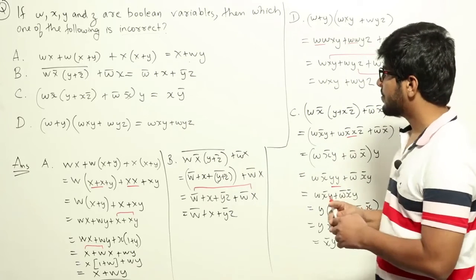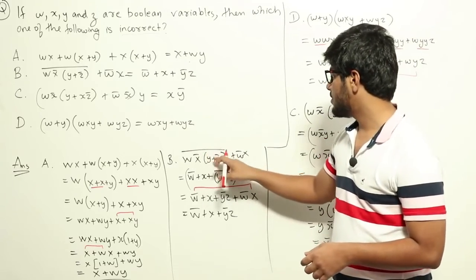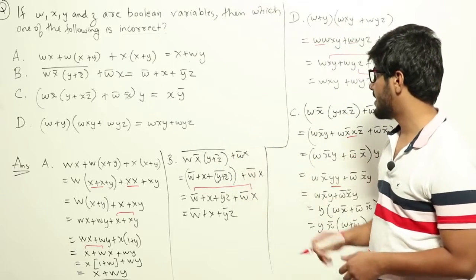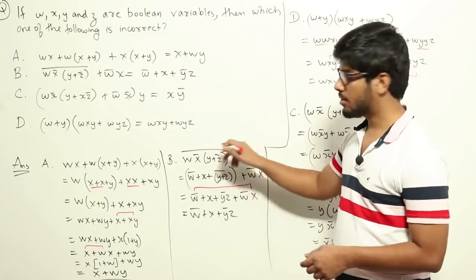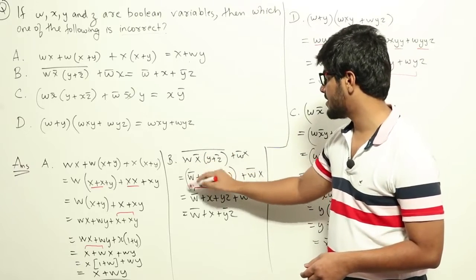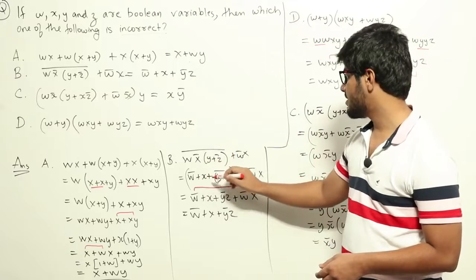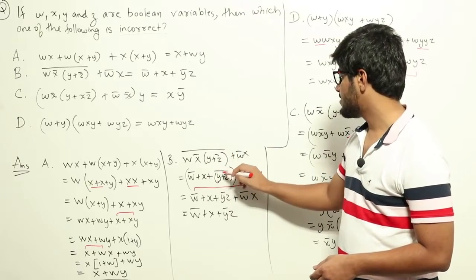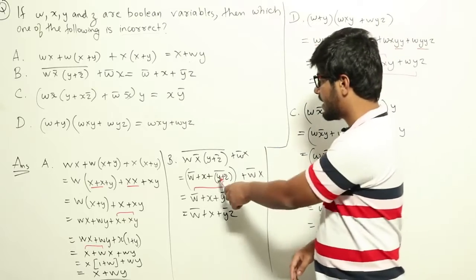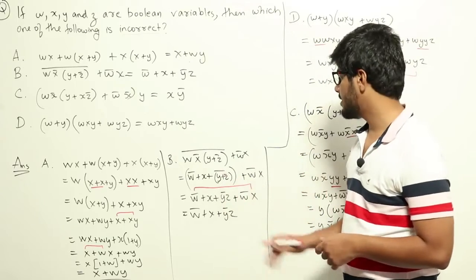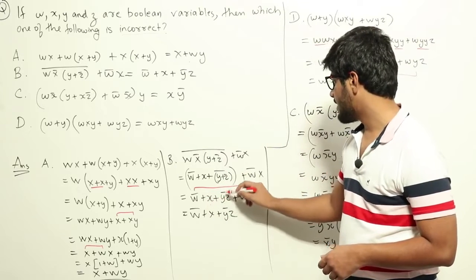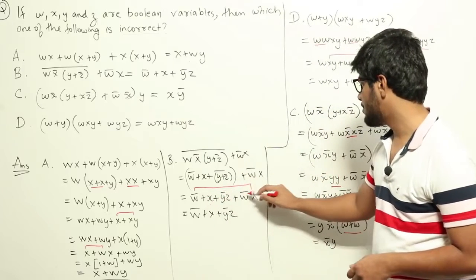Now let's look at B. W x complement into y plus z complement the whole complement plus w complement x. Now ABC the whole complement is a complement plus b complement plus c complement. Now that I will rewrite here, w complement plus x plus y plus z the whole complement and plus w complement x. Now again a plus b the whole complement is a complement into b complement, that I can write here, w complement plus x plus y complement into z plus w complement x.